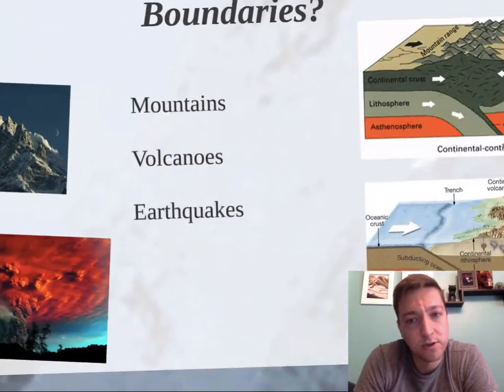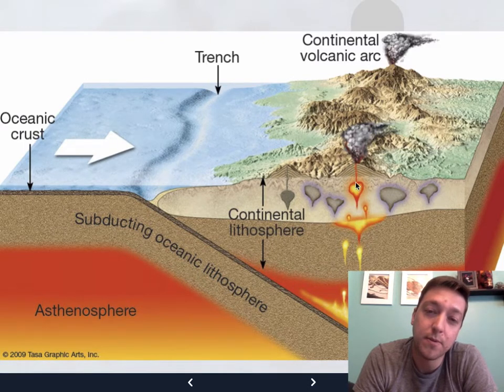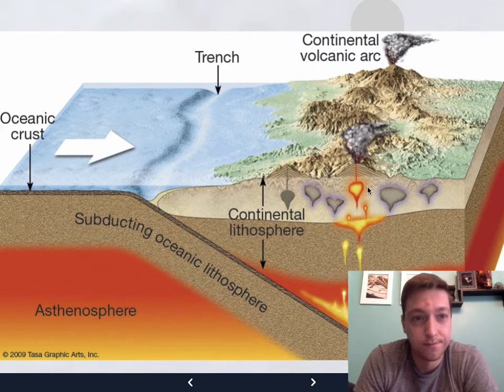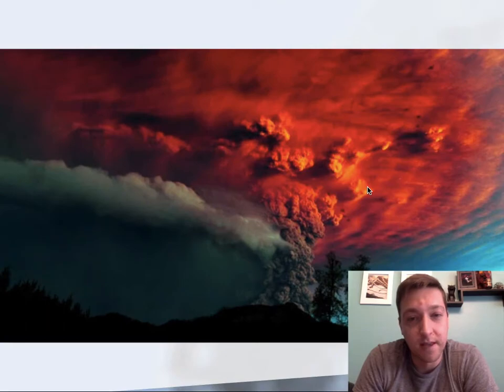That ridge. This is how a volcano is made. So this plate is going under, and it starts to melt, but some gases escape and can fuel a volcano. So a volcano is formed at convergent boundaries. And so are mountains. And that's a volcano.